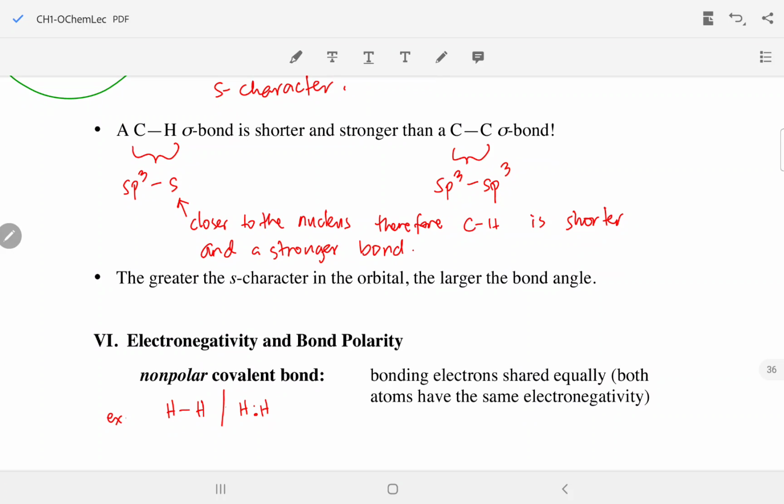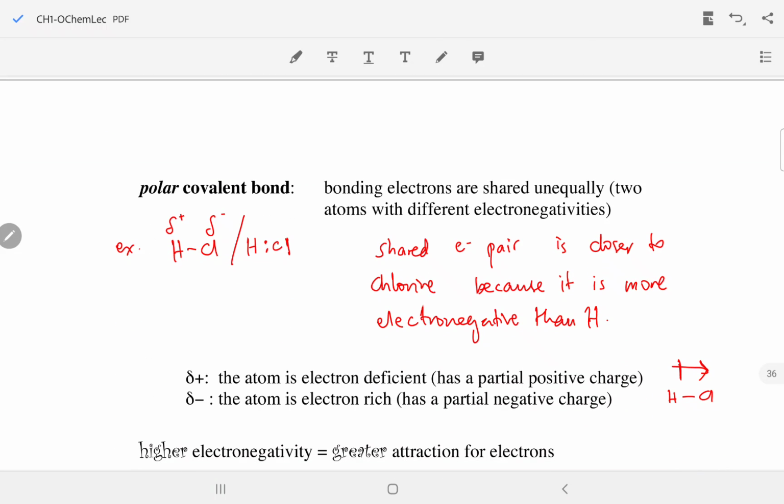So bonding electrons shared equally, both atoms have the same electronegativity. An example is the hydrogen molecule, that is a nonpolar covalent compound, or it has a nonpolar covalent bond. While for polar covalent bonds, an example is HCl. There is a different electronegativity difference. Please search the periodic table for their electronegativities, but you will always encounter that if you subtract the electronegativity of Cl and H, it will fall under polar covalent bond. Okay, so the shared electron pair is closer to chlorine because it is more electronegative than H.